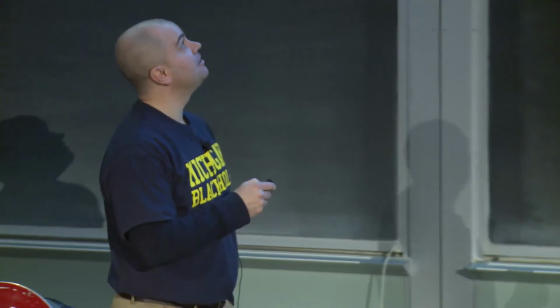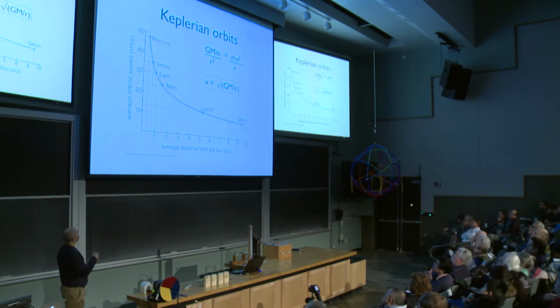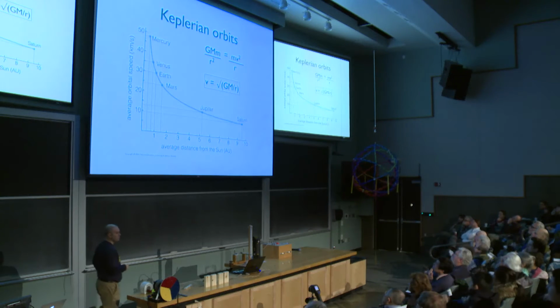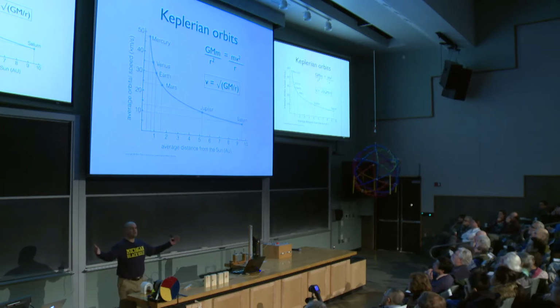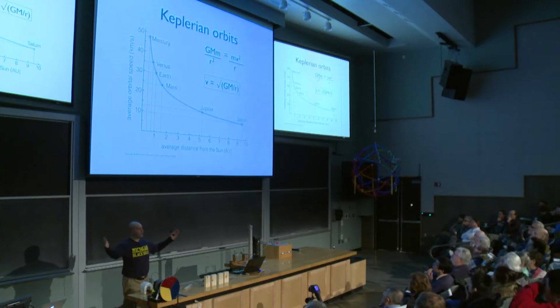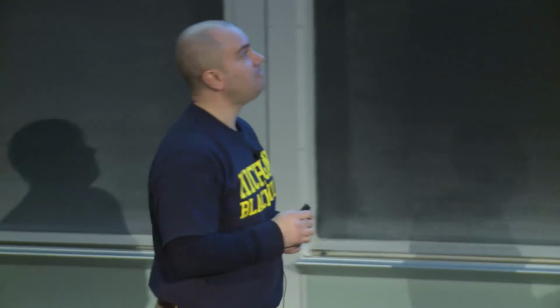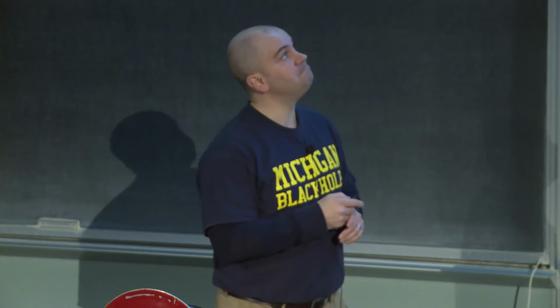And this is the average orbital speed of these planets. So you can see that as you get further away, the planets are moving more slowly. So the outer planets have a much longer trip around the sun, in part because they have further to go, and in part because they're going more slowly through that path. This holds true in almost any orbiting system.